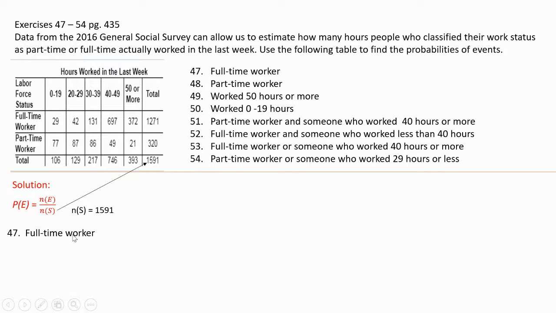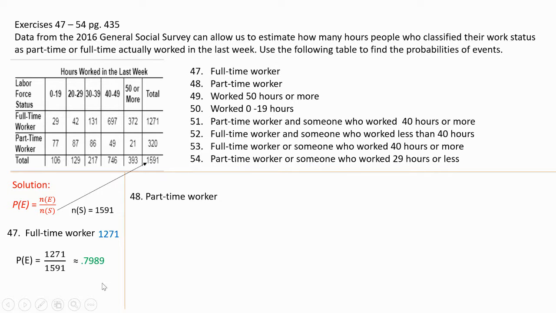Now, for a full-time worker, here's how you read these types of tables. A full-time worker is here. These are full-time workers, that's my total. These are part-time workers, that's my total. These are the people that work from 0 to 19 hours, that's my total, and so forth. So this is how you read this table. The probability for a full-time worker is going to be 1,271 over 1,591. But here, guys, they want you to round it to 4 places. So the answer they're looking for is approximately 0.7989.